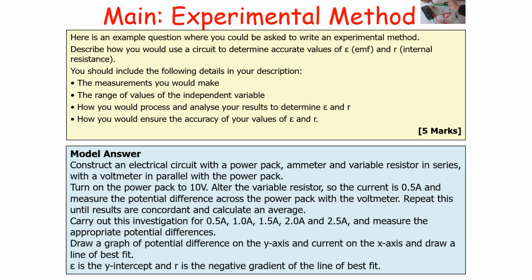Carry out this investigation for 0.5 amps, 1 amp, 1.5 amps, 2 amps and 2.5 amps and measure the appropriate potential difference. Draw a graph of the potential difference on the y-axis and current on the x-axis and draw a line of best fit.